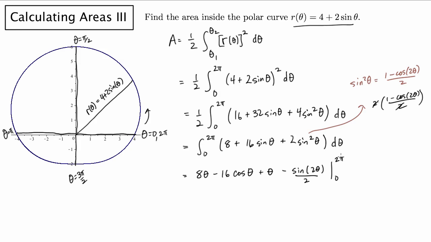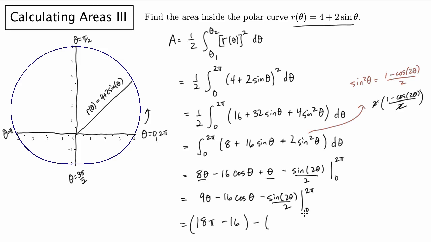Now, as I look at this particular example, a lot of things are going to cancel out. I notice, for instance, that I have an 8 theta and a theta here. That's really just 9 theta, minus 16 cosine theta, minus sine of 2 theta divided by 2. And if I try to plug in the 2 pi, the only place where I'm going to get any contribution from 2 pi is by plugging in to the theta. And when I do that, I get 18 pi from this first part. If I try to plug in the 2 pi into cosine, cosine of 2 pi is 1, so I get a minus 16. And then sine of 4 pi is 0, so I'm done with the 2 pi.